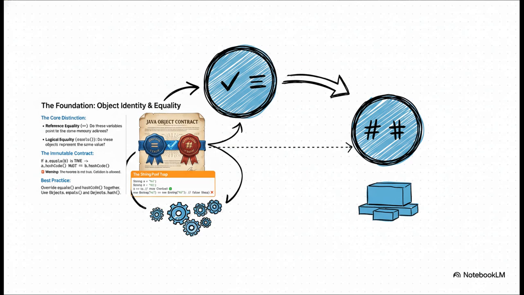Now, this slide here, this gets to what I like to call the sacred Java objects contract. And let me be clear, this is not a friendly suggestion, it's a hard and fast rule. The contract says, if two objects are considered equal by the .equals method, they absolutely, positively must have the same hash code. This is the bedrock that all of Java's hash-based collections like HashMap are built on.